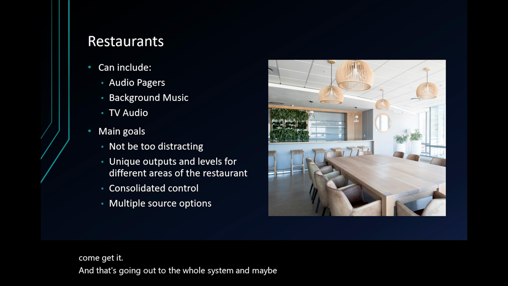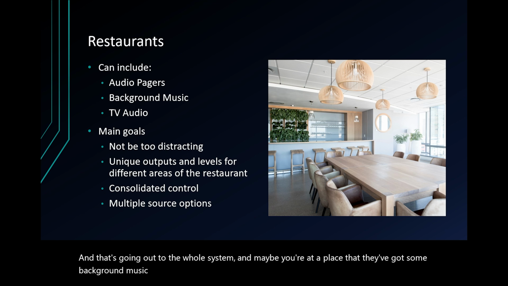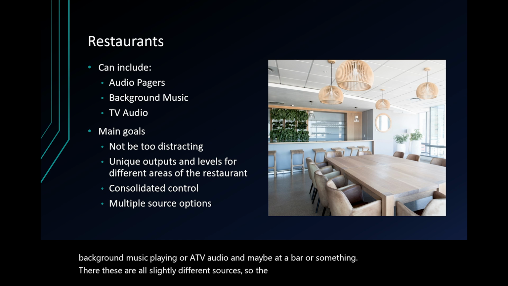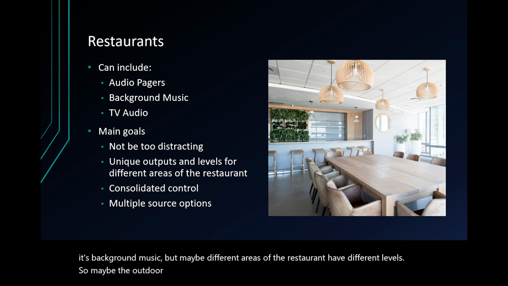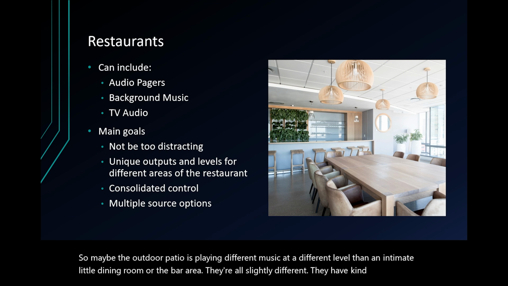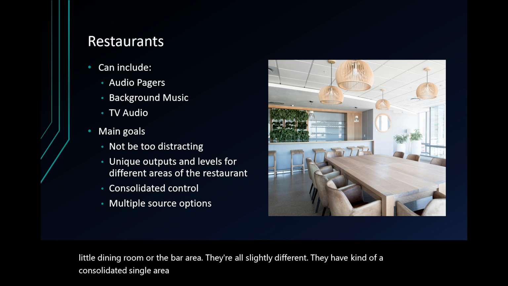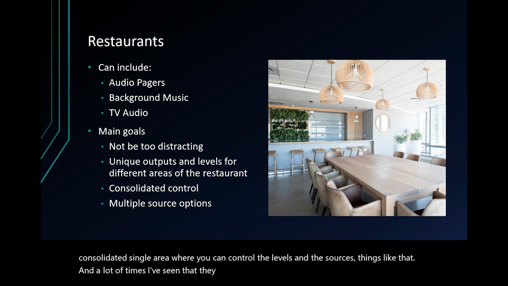And maybe you're at a place that has some background music playing, or a TV audio, maybe at a bar or something. And these are all slightly different sources. So the main goal, ideally, is that it's not too distracting, it's background music, but maybe different areas of the restaurant have different levels. So maybe the outdoor patio is playing different music at a different level than an intimate little dining room or the bar area. They're all slightly different. They have a consolidated single area where you can control the levels and the sources, things like that.